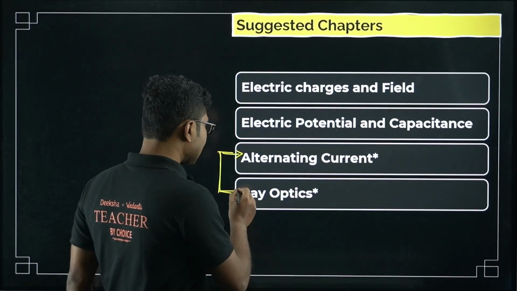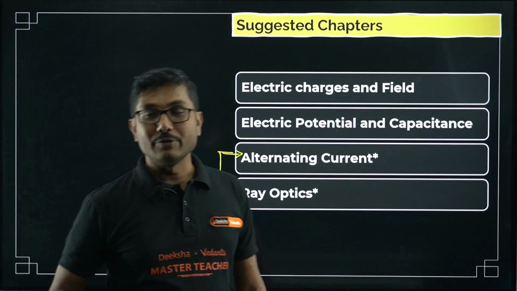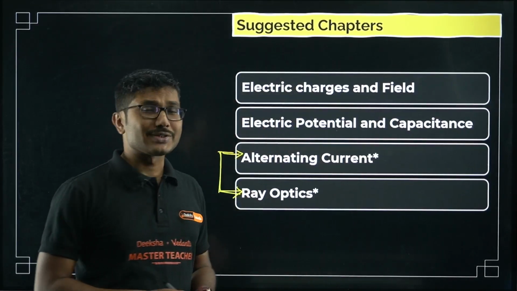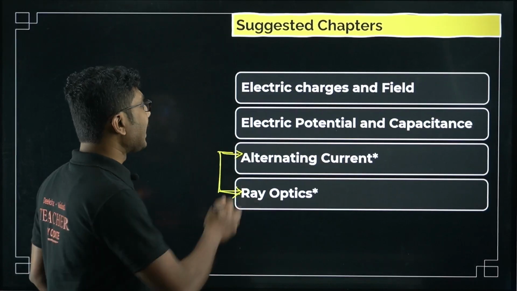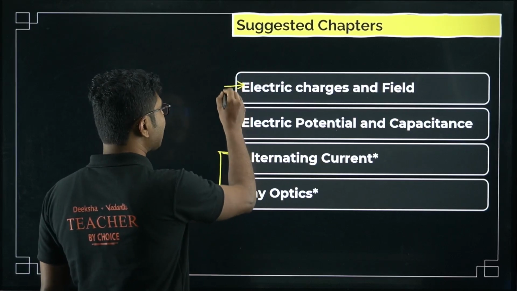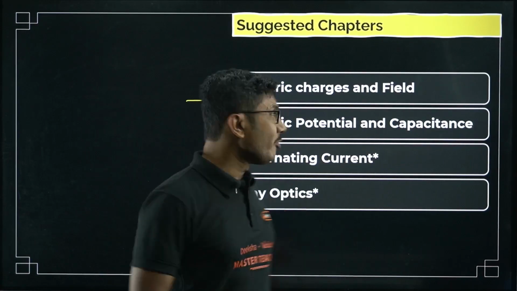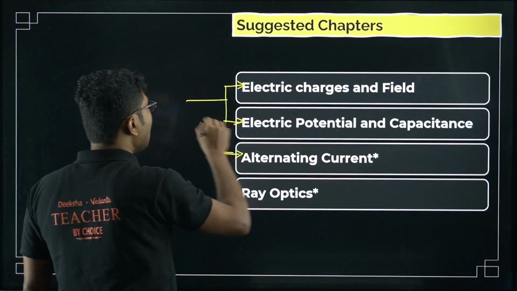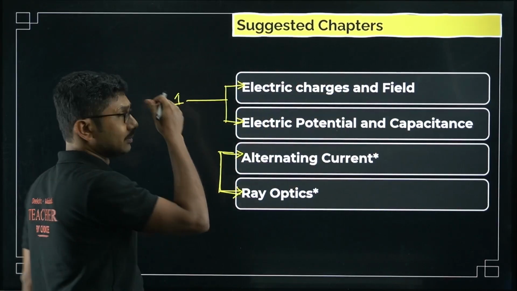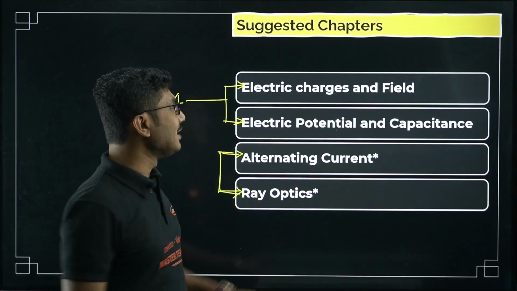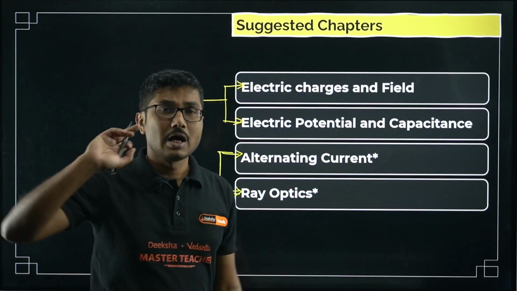Ray optics is the second chapter from which, if you study, you can score another 5 marks, but sometimes ray optics questions are slightly difficult. That is why I am suggesting these 2 chapters. These 2 chapters are very straightforward, easy chapters, and from these 2 chapters combined, you can expect 1 numerical. So if you are studying, you have to study both chapters. You cannot study just 1 chapter here.